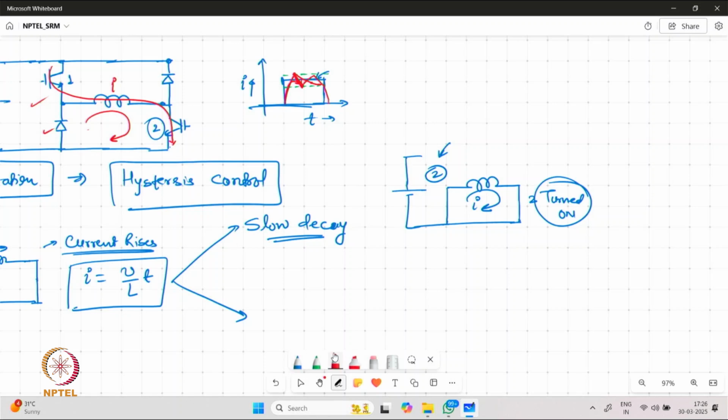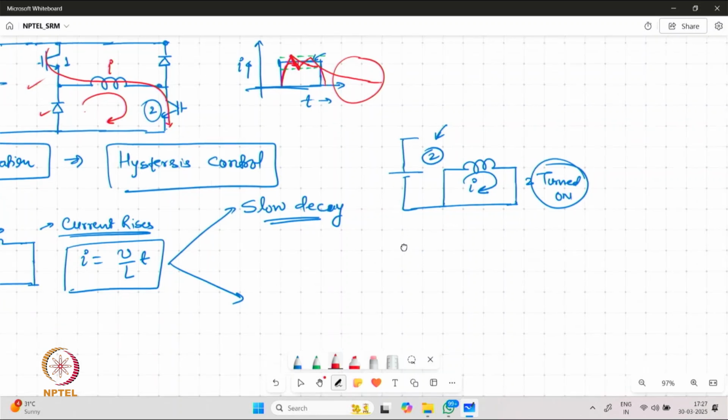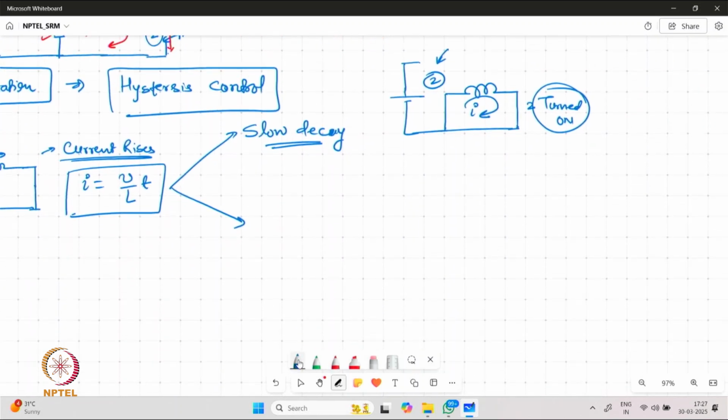Now during this time period, this decay is alright. However, if we continue with this mode of decay beyond this time interval, the current may take a lot of time to reduce, and this may basically overlap with the negative dL by dθ region, and this is where we may generate unnecessary torque in the machine. So we can look for fast decay mode, which is more desirable towards the end of the cycle.